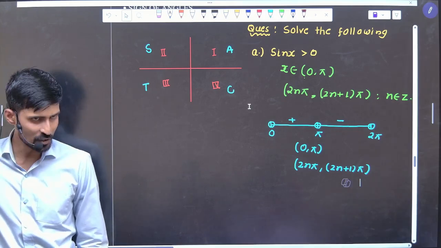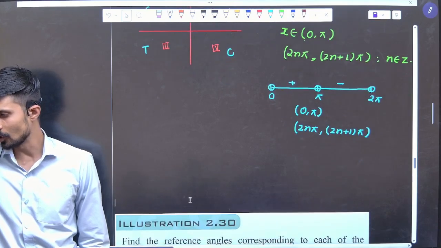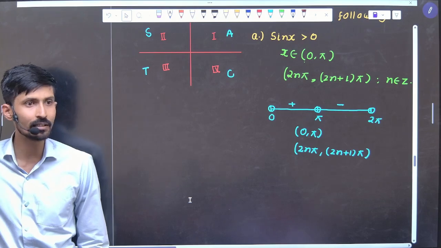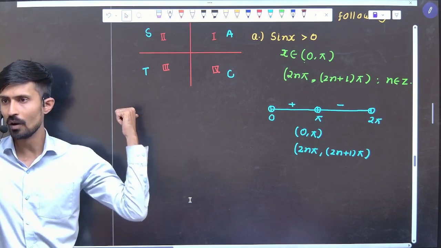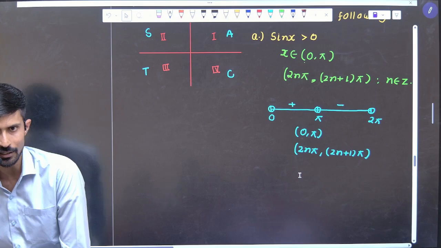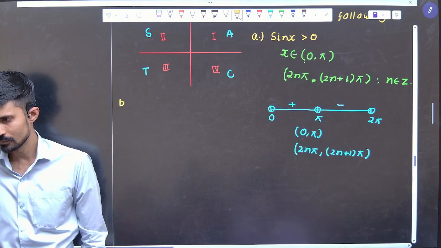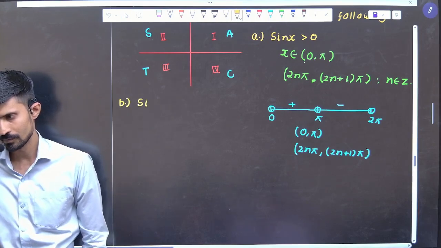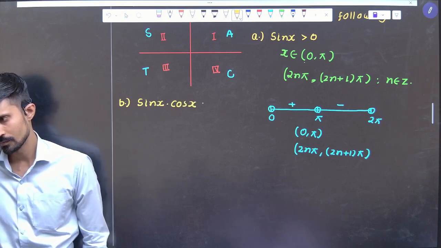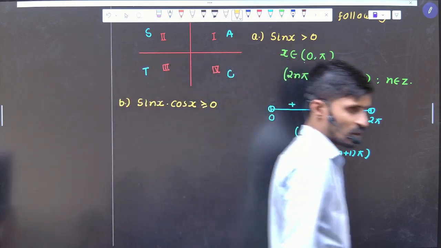Okay. Now say this. One question can I give? Chalo, if you say, I will give you chocolate now. Two methods are there or not? One quadrant method, and one number line method. Second question I am going to give. You have to answer this, okay? Solve this: sin x into cos x greater than or equal to 0.